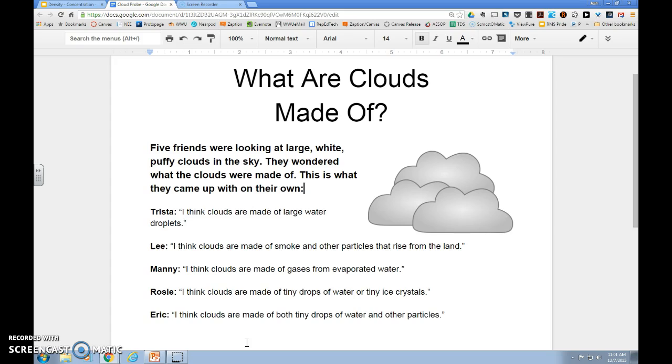We just wanted to talk about that really quickly before we moved on and make that connection to the water cycle. There will be a quiz over everything we've learned through the water cycle, all the way through calculating density and how that relates to concentration.